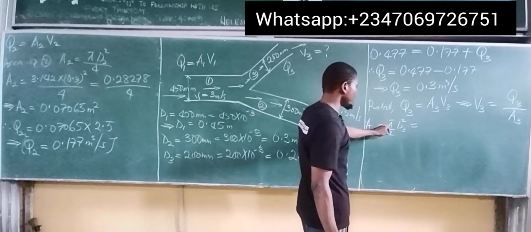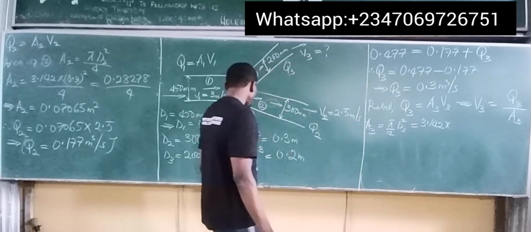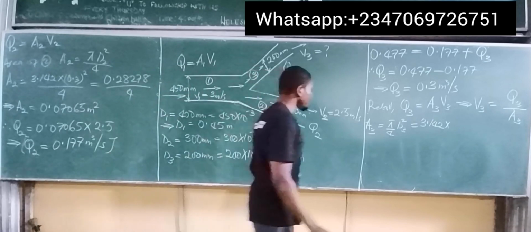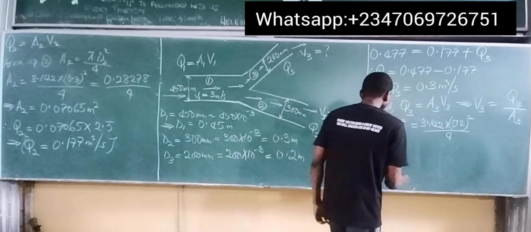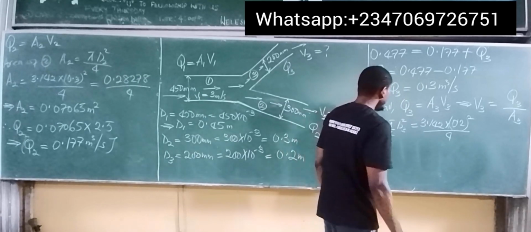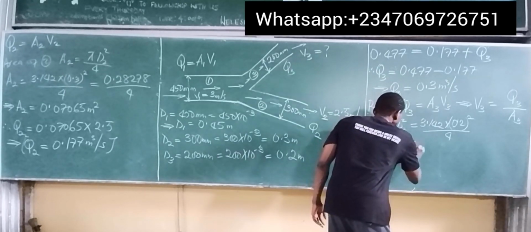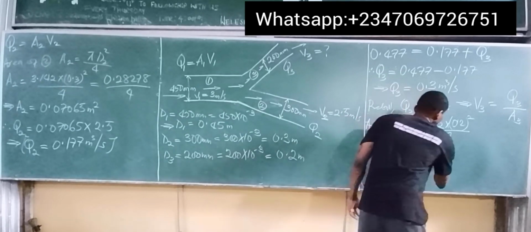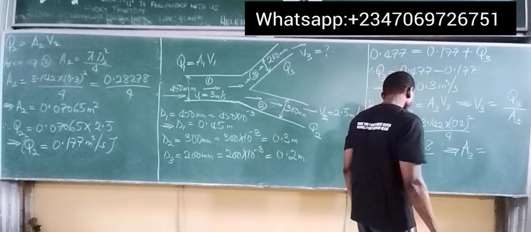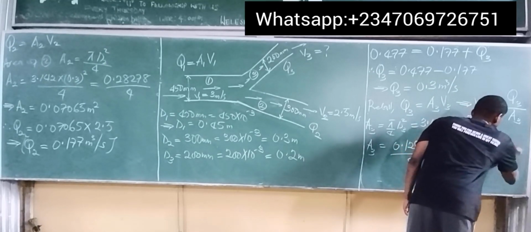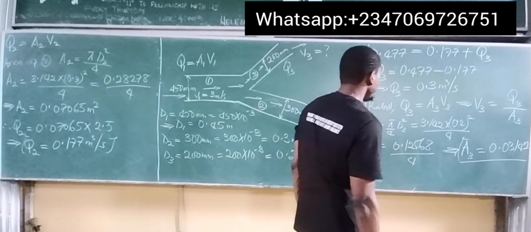This is now equal to pi, a constant, 3.142, multiplied by the diameter of pipe 3. We obtain that D3 is 0.2 meters. This becomes 0.2 all squared, divided by 4. So we compute 3.142 multiplied by 0.2 all squared. That gives us 0.12568 divided by 4. So this simply implies that the area of the pipe in portion 3 becomes 0.12568 divided by 4. That gives us 0.03142 meter squared. So this becomes the area of the pipe at section 3.